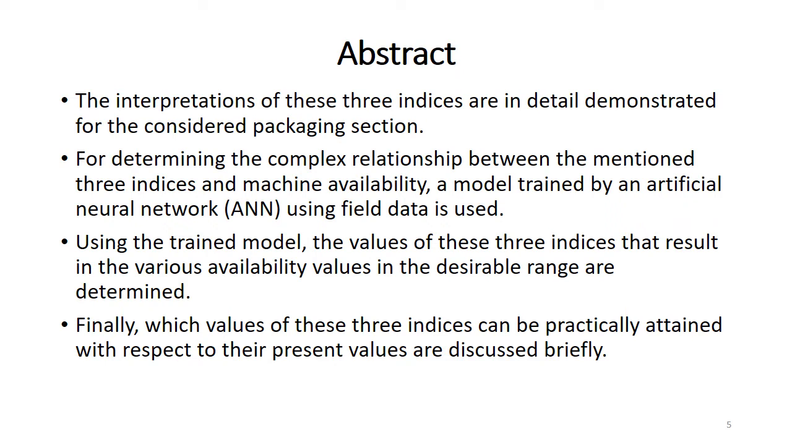These three indices are interpreted in detail in this paper. A complex relationship between the indices was developed using artificial neural network, and then using the trained model, values of the indices were determined for desired availability values. Finally, the paper also addressed the issue of whether the found values of the indices were practically attainable or not.